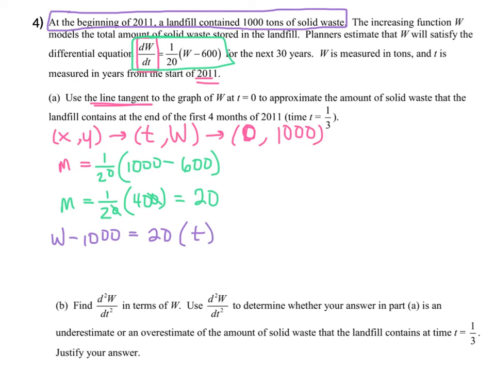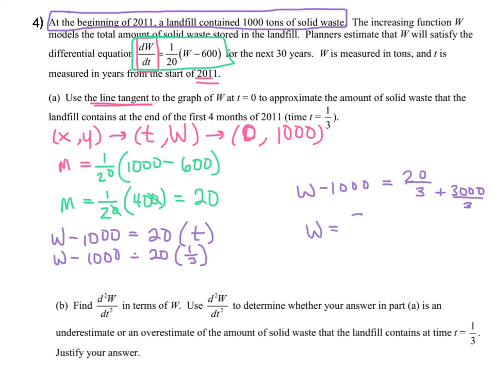Now I have to use that line to approximate the amount of solid waste that the landfill contains at the end of the first 4 months, which they say is when time is 1/3. So I'm going to put 1/3 in for t. That would be w minus 1,000 equals 20 times 1/3, so w minus 1,000 is just equal to 20/3. I'm going to add 1,000, but it's like adding 3,000 thirds. So W would just be 3,020 thirds.